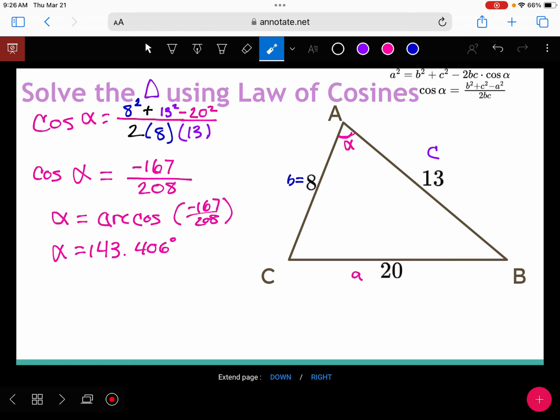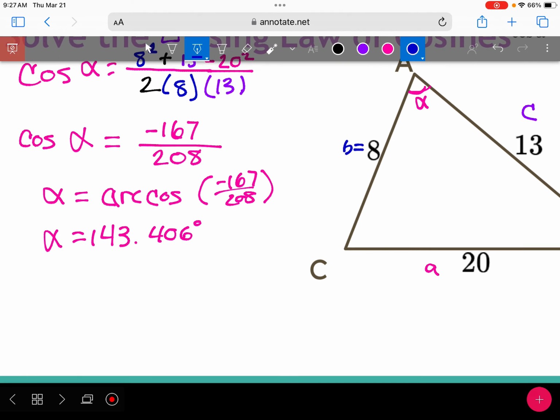So now we know alpha. And we need to find one more angle. It genuinely does not matter which. I'm going to do beta because I'm feeling blue right now. I would like to do the blue tonight. I'm liking this dark blue. It's pretty.